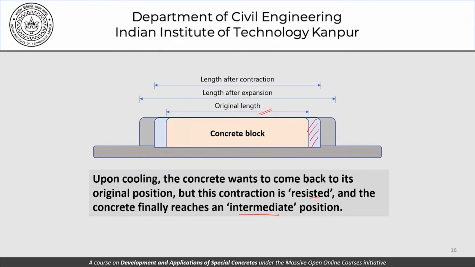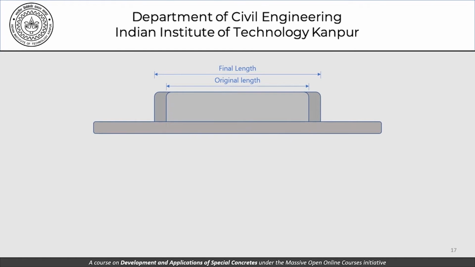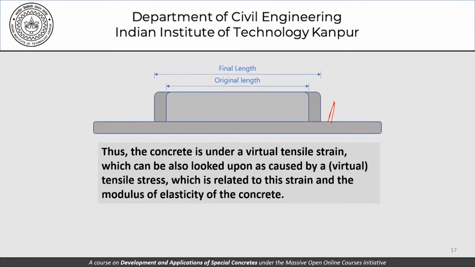This is the intermediate position. Now what does this intermediate position tell us? Basically, this is my original length and this is my final length. That is what we call the intermediate length, because the expanded length was somewhere here. Thus the concrete would be under a virtual tensile strain. Now this virtual tensile strain is this amount of tensile strain.